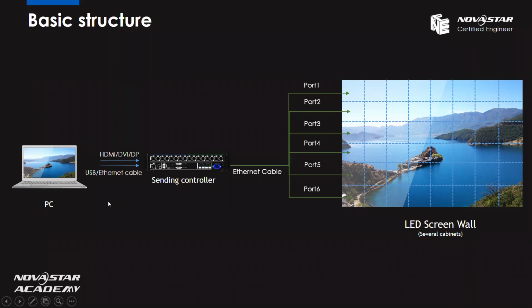Here we can see the control computer is connected to the sending controller by the USB cable or Ethernet cable. So the control computer can send the control command to the sending controller. And also, we need an HDMI, DVI or DP cable to connect the PC and the sending controller, so the control computer can send the video signal to the sending controller. And then the sending controller is connected to the LED display through Ethernet cables from different output ports.